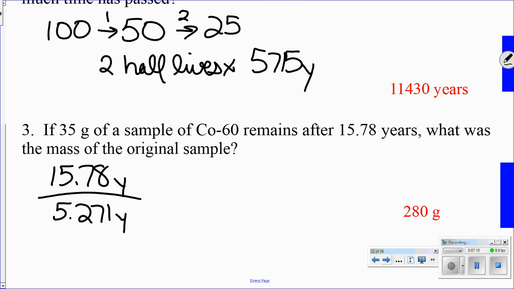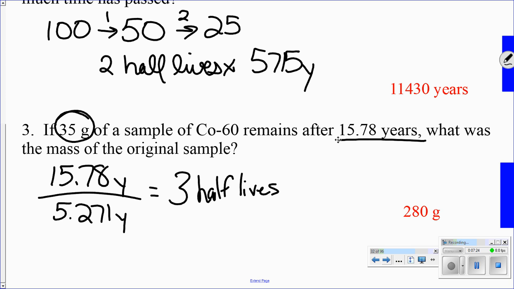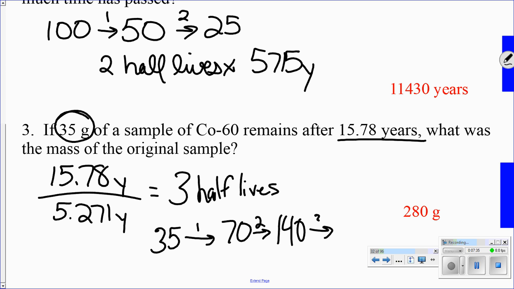The last one kind of tricks people up a little bit because this total time went by and then they told you this was actually what you had at the end. So what you're actually doing is figuring out that you have 3 half-lives that have passed already. So you say, okay, I ended up with 35. Before that half-life, I had 70. Before that half-life, I had 140. And before that half-life, I had 280. So it's kind of looking at it a little bit backwards.